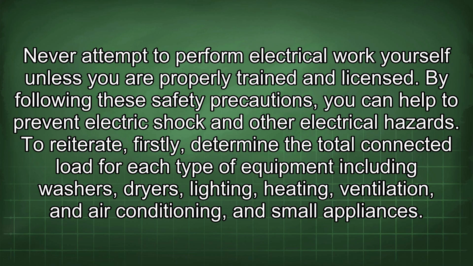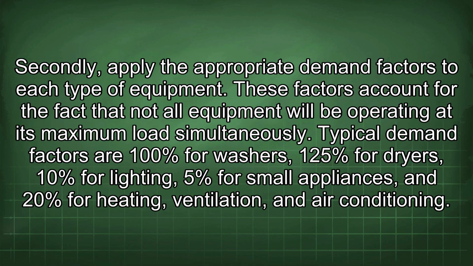To reiterate, firstly, determine the total connected load for each type of equipment, including washers, dryers, lighting, heating, ventilation, and air conditioning and small appliances. Secondly, apply the appropriate demand factors to each type of equipment. These factors account for the fact that not all equipment will be operating at its maximum load simultaneously. Typical demand factors are 100% for washers, 125% for dryers, 10% for lighting, 5% for small appliances, and 20% for heating, ventilation, and air conditioning.